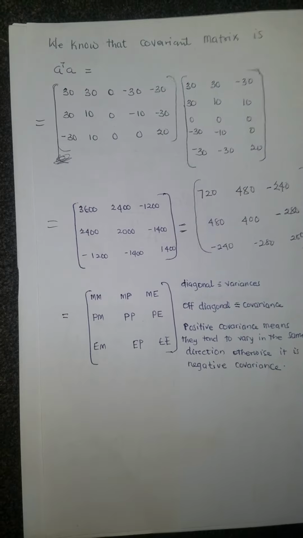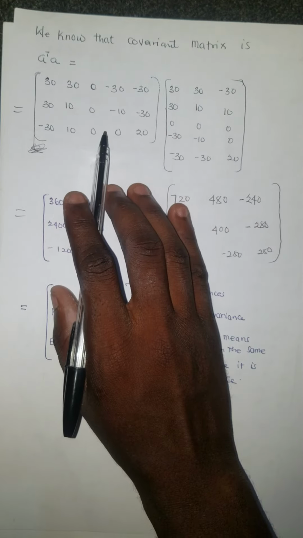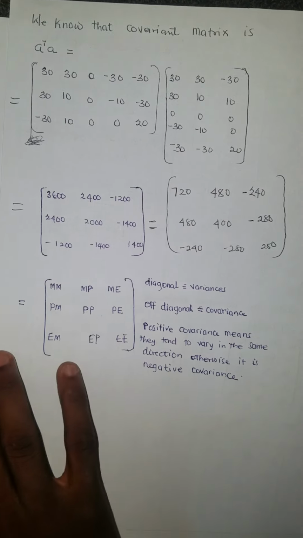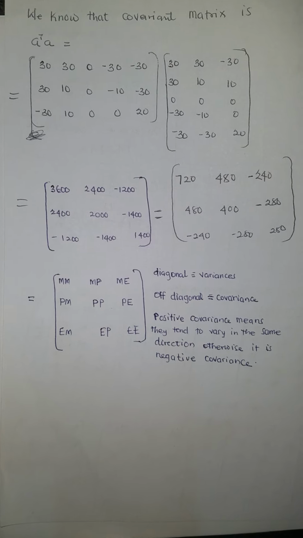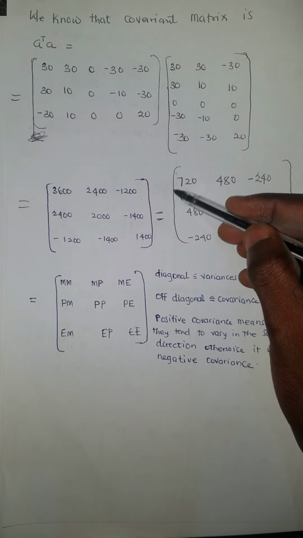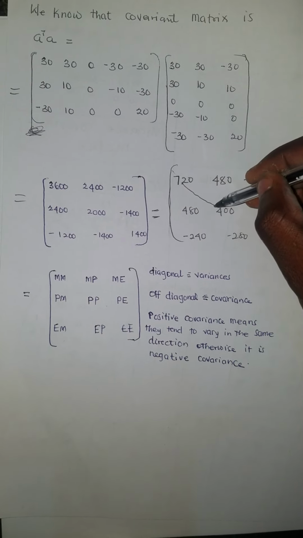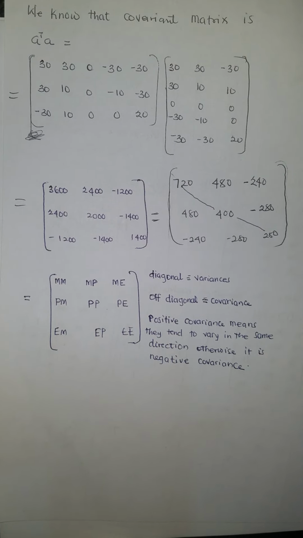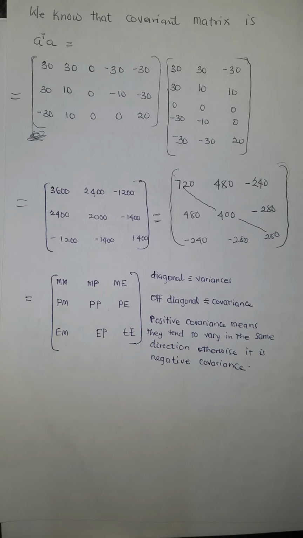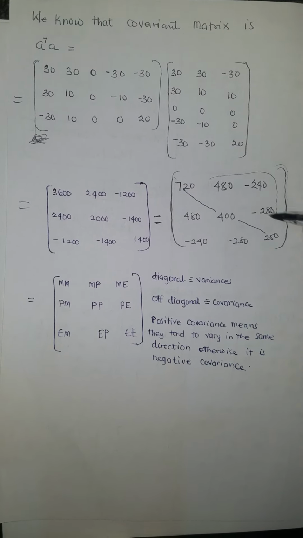If you find the transpose of the matrix and multiply it by the matrix, this is what you will get. This is the matrix you get by finding the transpose and multiplying it by the same matrix. So you realize that the diagonals are all variances. The diagonals are all what? Variances. Now, the other entries are the what? The covariances.